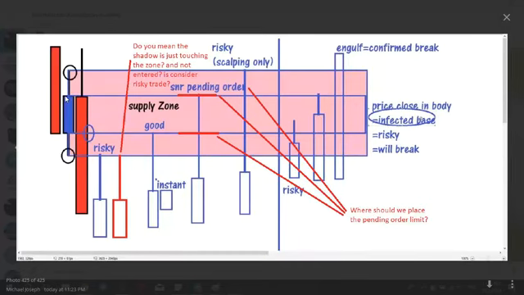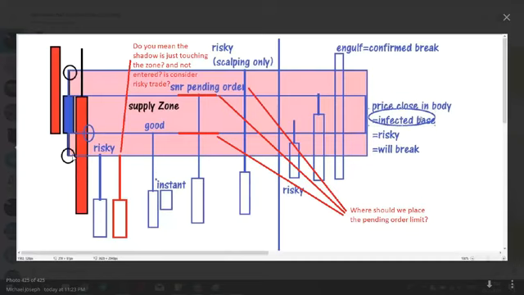You mean a shadow that is just touching the zone and not entering is considered a risky trade? Yes, correct. Where should we place the pending order limit? You can put the pending order on the SNR level, and this one also can, because this one is a shadow type 1. You can put your limit order over here, over here, over here, and over here.